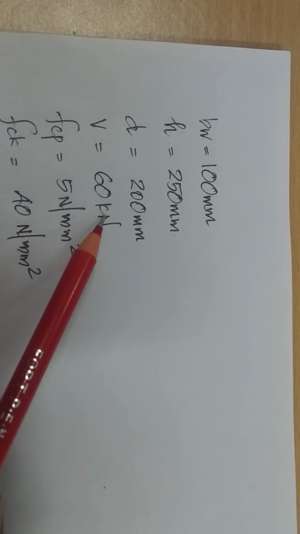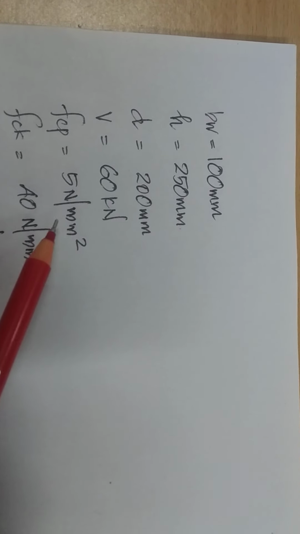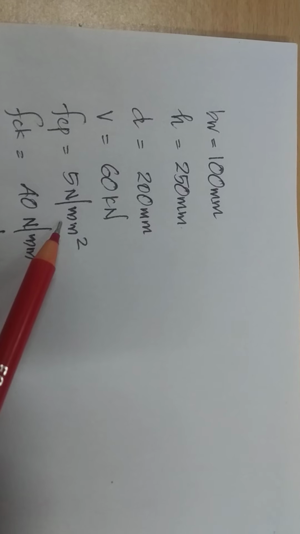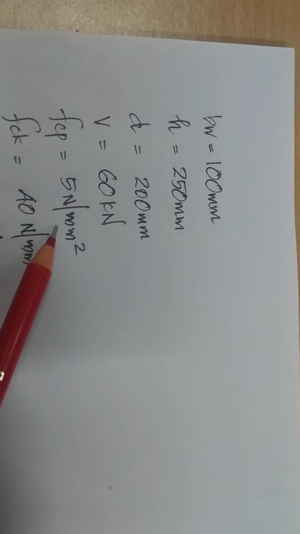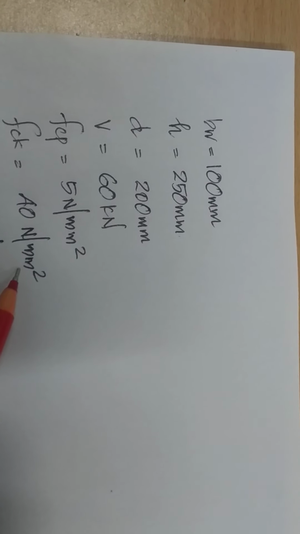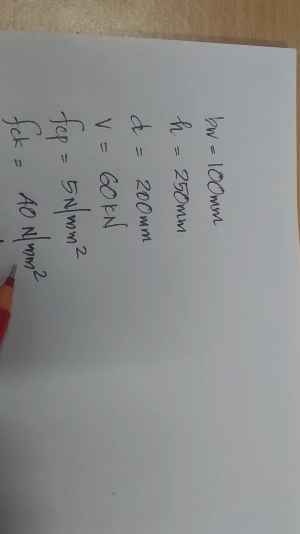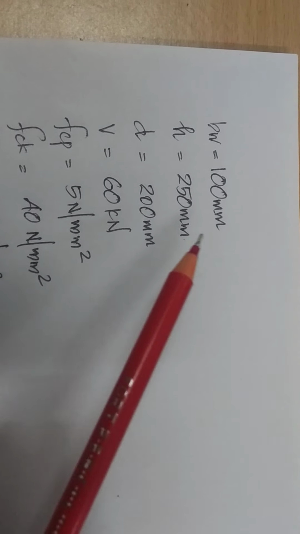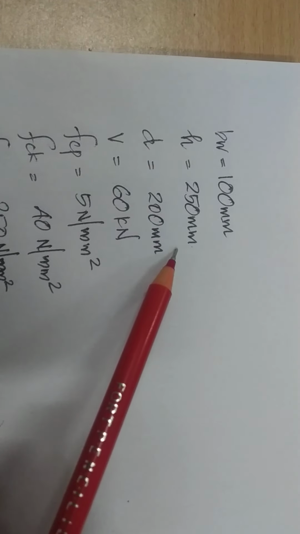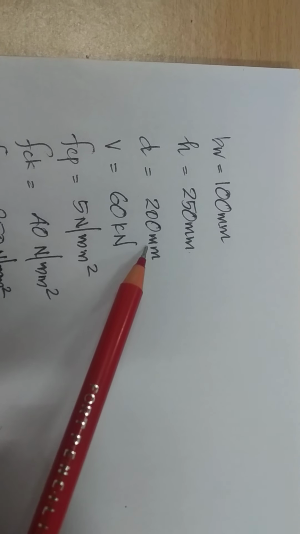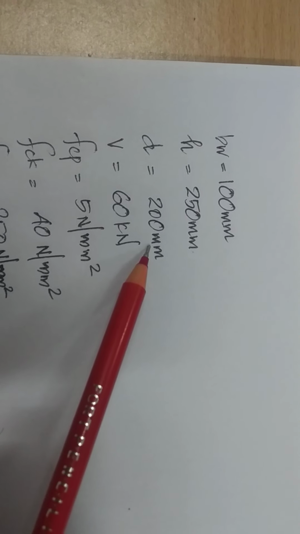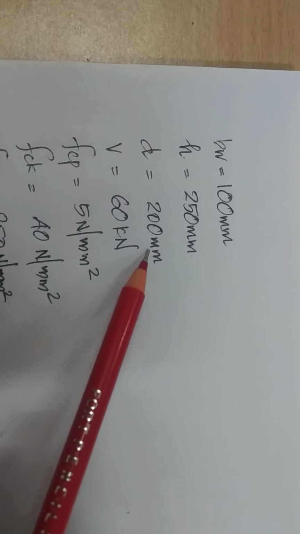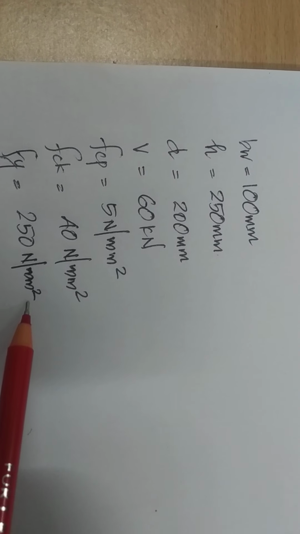The compressive stress at the centroidal axis is 5 Newton per mm square, so fcp is 5 Newton per mm square. Next, the characteristic cube strength is 40 Newton per mm square, which means fck is equal to 40 Newton per mm square. The cover to the tension reinforcement is 50 mm, which means the total depth is 250 mm and the cover is 50 mm. Therefore, the effective depth is 200 mm, that is 250 minus 50. The characteristic tensile strength of steel in stirrups is 250 Newton per mm square, that is fy.